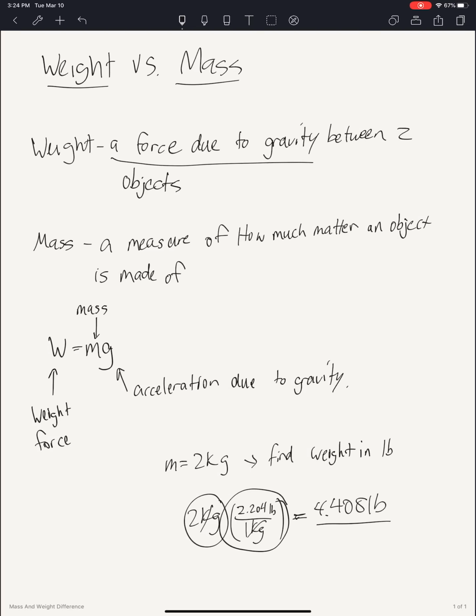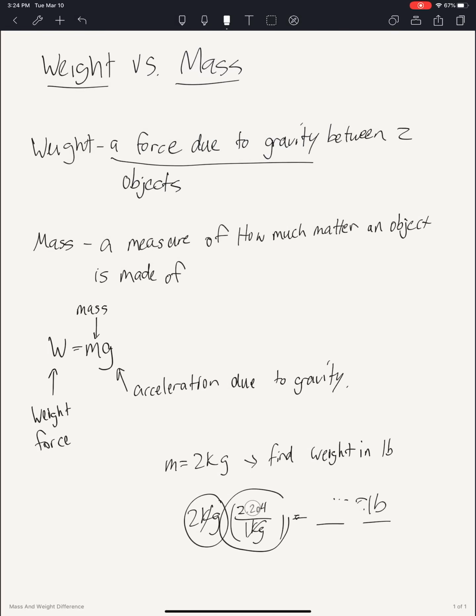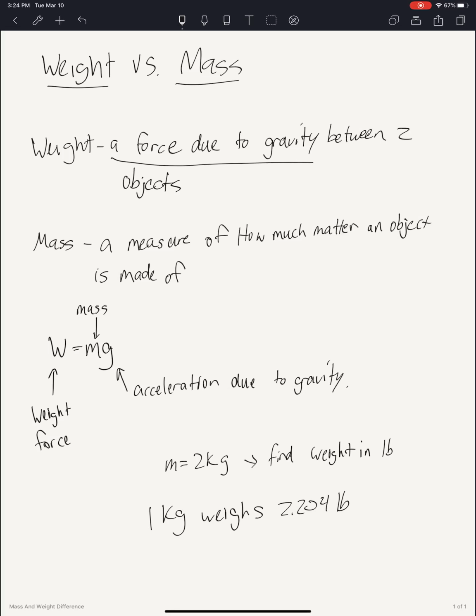Additionally, when I say a kilogram, let me write this down real quick. If I say to you that 1 kilogram weighs 2.204 pounds, I really have to say, on Earth.